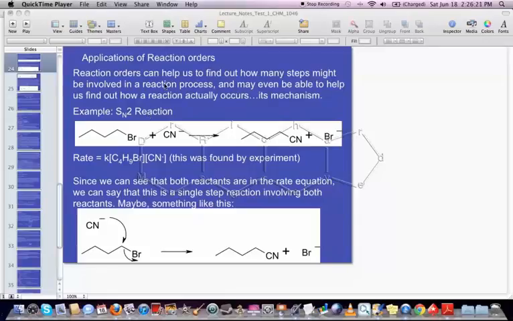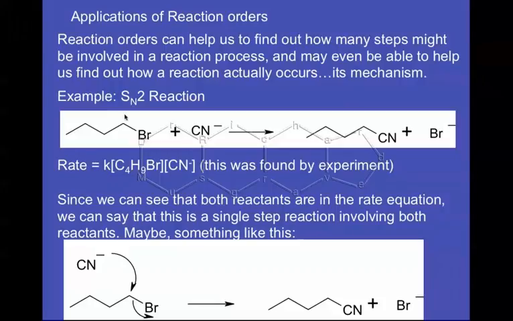I'd like to give you a bit of an introduction to applications of reaction orders. So what we've got here is an example of two reactions, an SN1 and an SN2 reaction. Don't worry too much about what these mean, but they are nucleophilic substitution reactions, that's what the N and the S stand for. And that's your SN2 and here's your SN1 over here.